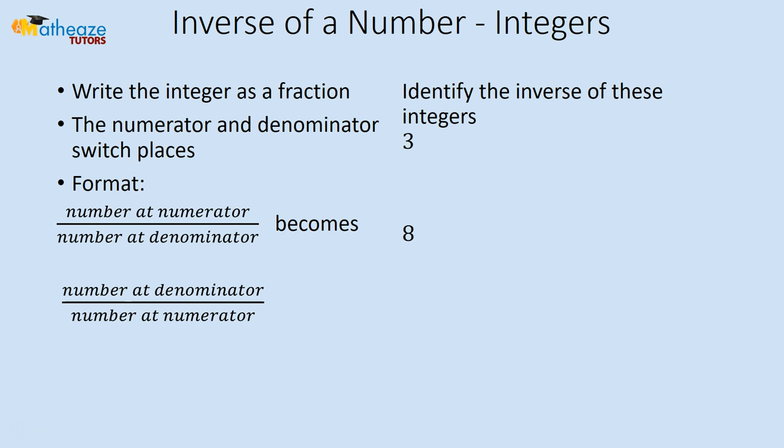Now, when we want to get the inverse of an integer, or we can say a positive integer, because an integer could be negative or positive, the first thing we want to do is write it as a fraction. What happens with the inverse is that your denominator becomes your numerator, and your numerator becomes your denominator. So your inverse now becomes 1 over 3.